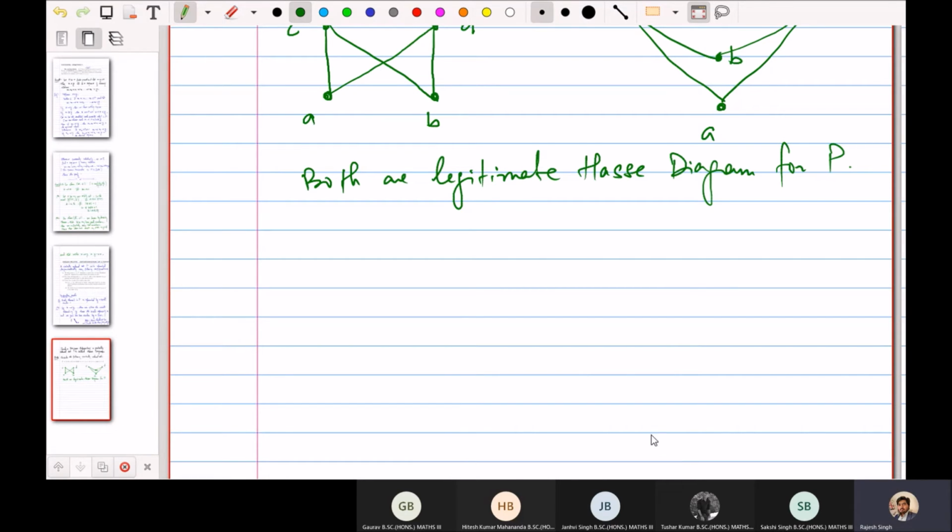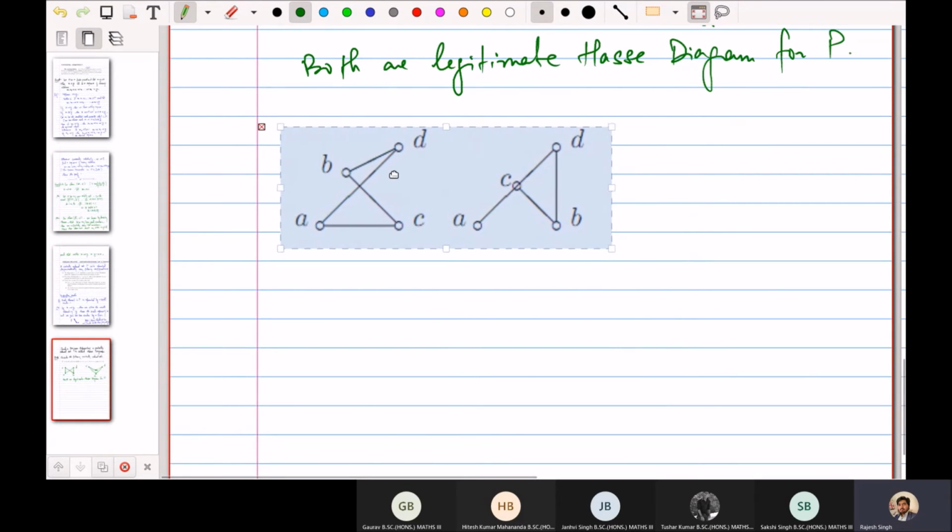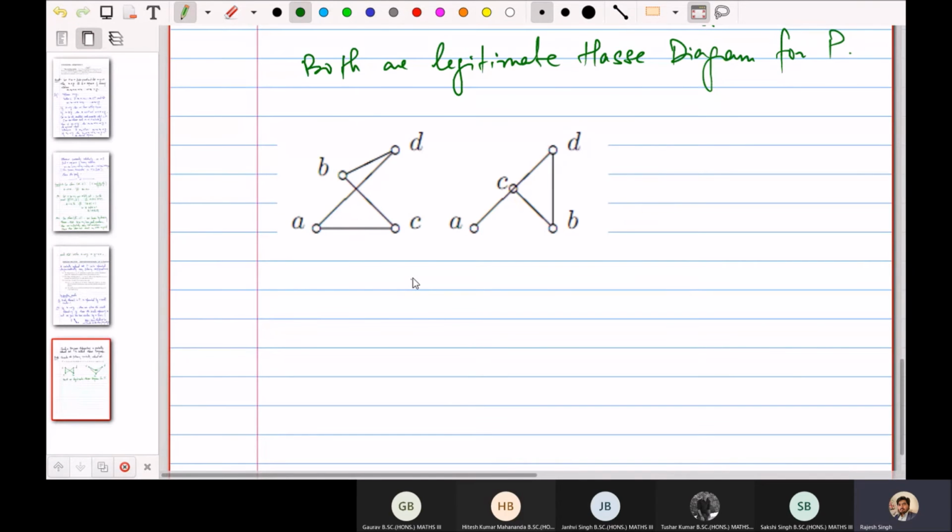This is another set of diagrams for P. What can you say about these diagrams? One, two. They are false. They are not Hasse diagrams because, sir, B is less than C and D. Yes, B is smaller than C. So what should happen? B should be lower than C.